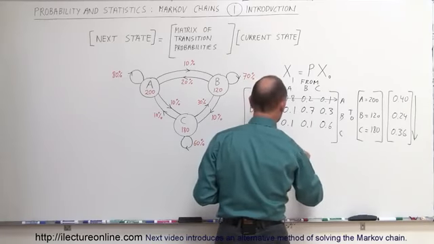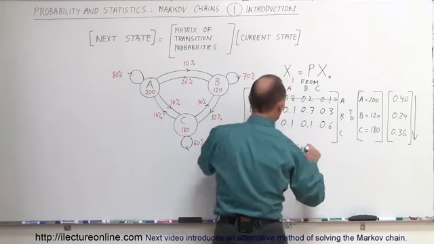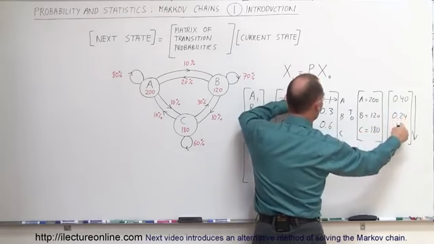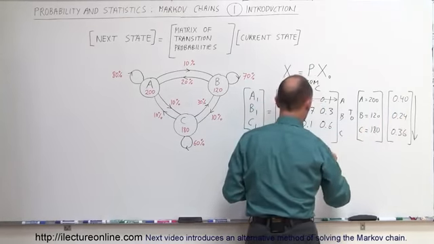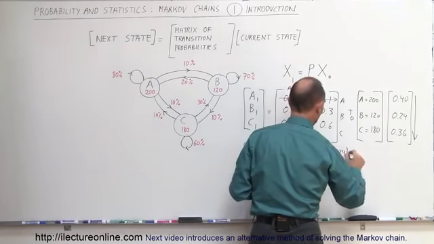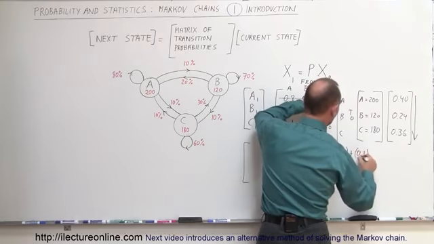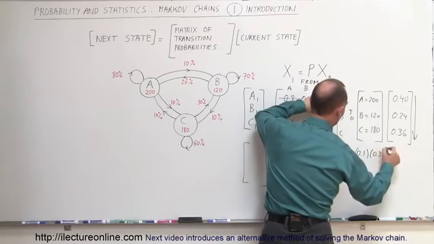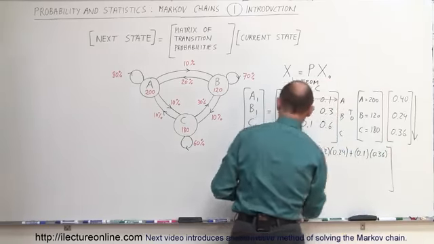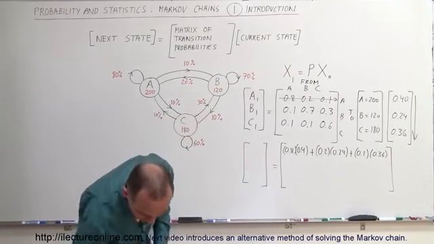So it'll be 0.8 times 0.4. So it's this cell times this cell, plus 0.2 times 0.24, plus this cell times this cell, that would be 0.1 times 0.36. And that will be the first cell right here. That will be our A value. Now where's my calculator? Right here.